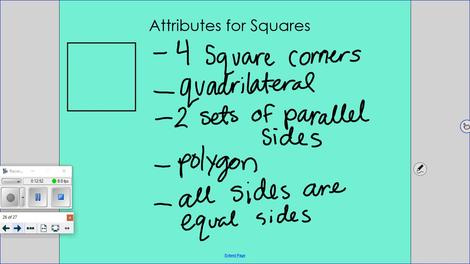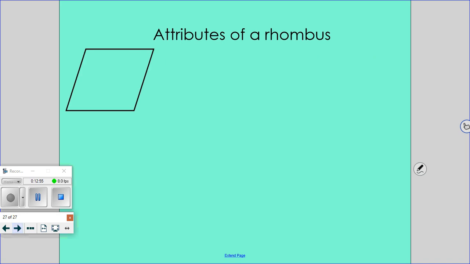All right, moving on. Either turn the page or make a new subtitle. Now we're going to talk about the rhombus. Remember, the plural is not rhombuses. It's rhombi. Just for fun. All right, what would be an attribute for a rhombus? What would be a rule of a rhombus?